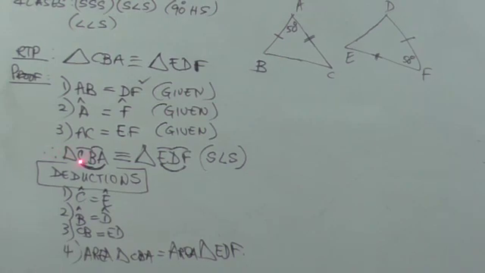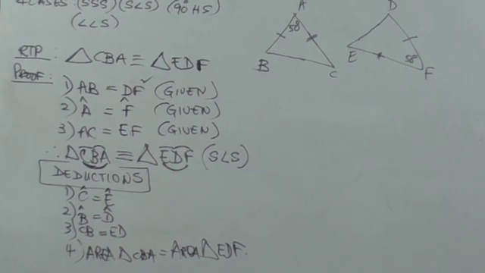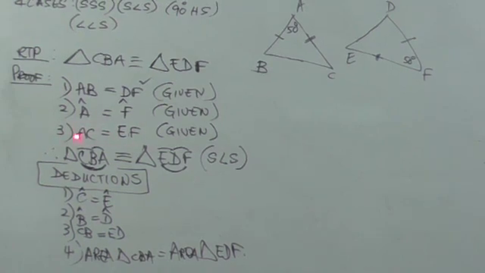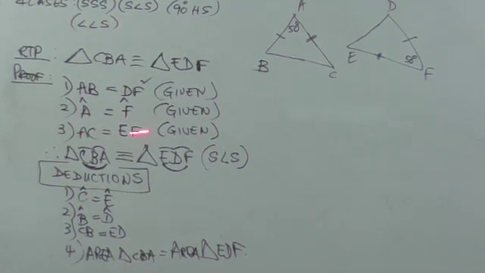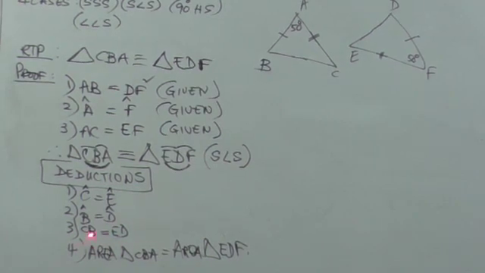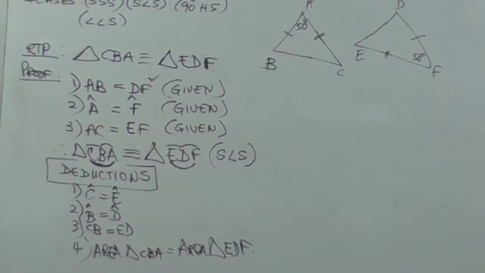And then the last one is the first to the last. In other words, CA is equal to EF. We got to check whether we used it in the proof. We have used it in the proof. Therefore, this last one is not a deduction. And finally, we've done the angles and the sides. Now just the area. The last one will always be the areas of the triangles.